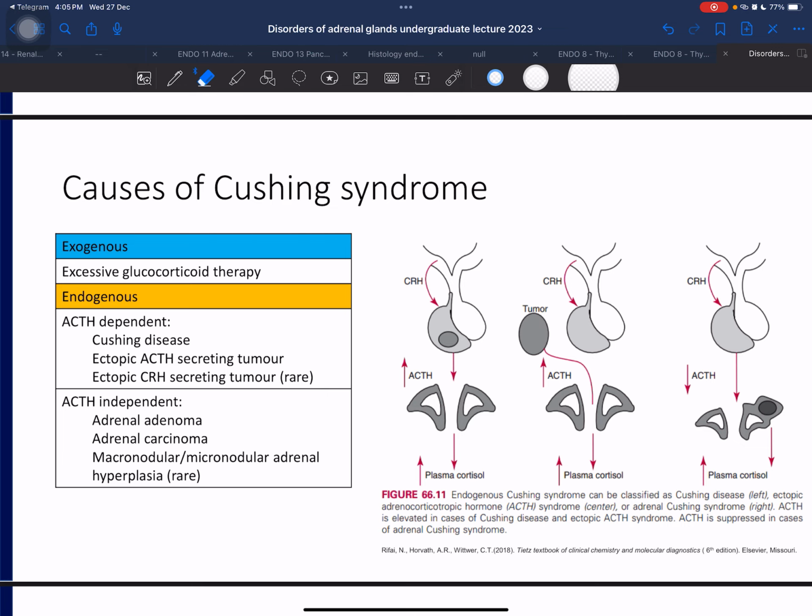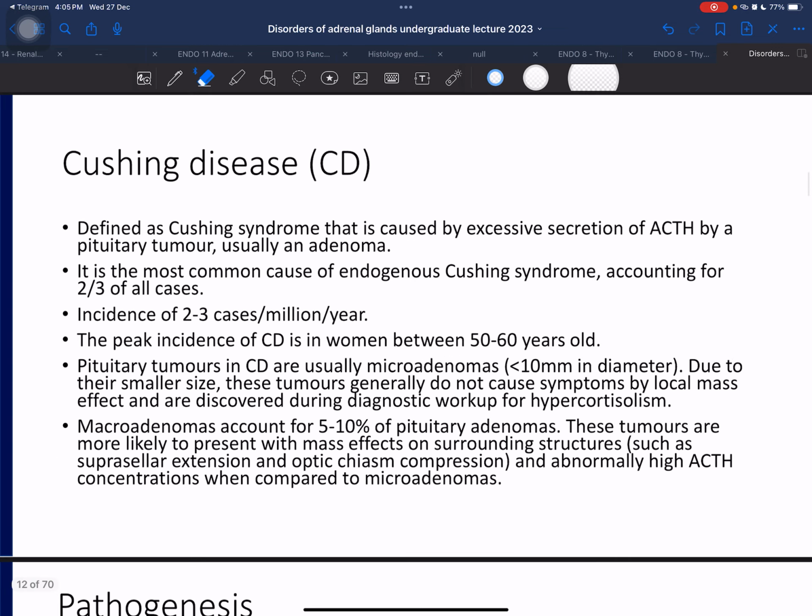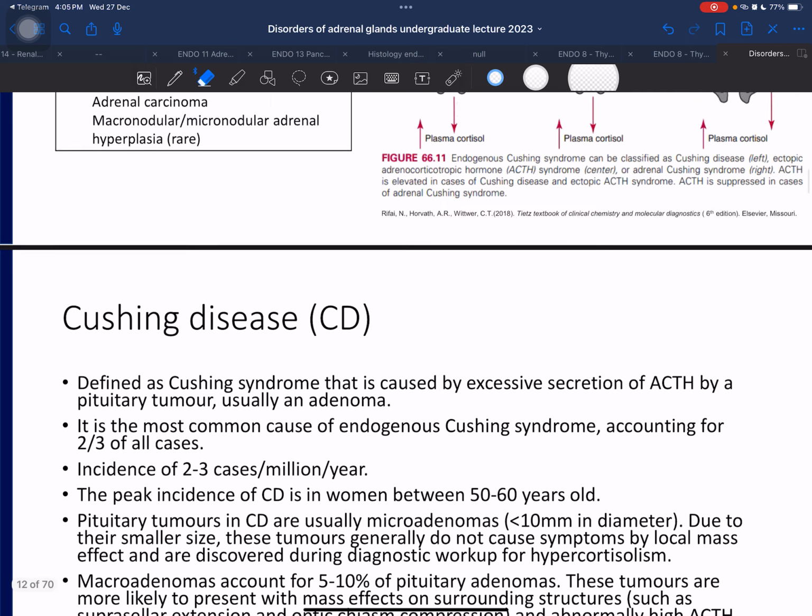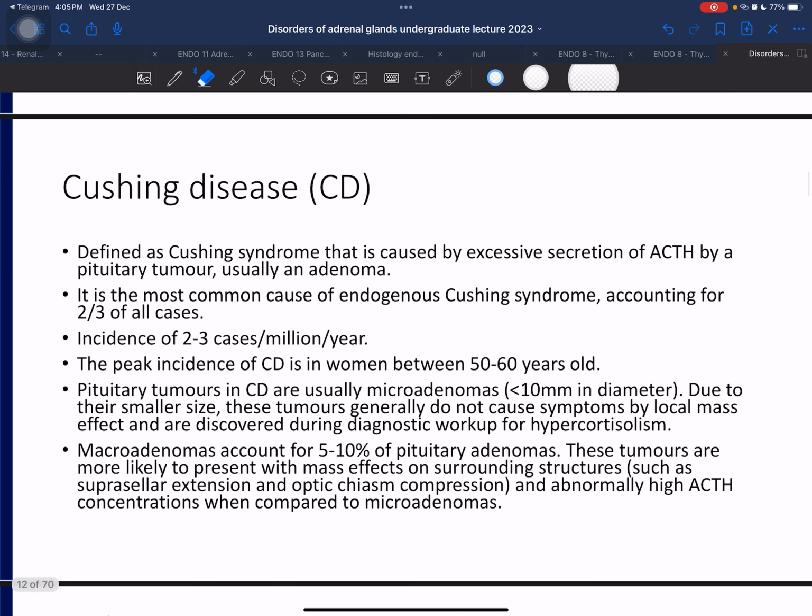Now, Cushing disease, sometimes people write it CD for short. It's a type of Cushing syndrome that is caused by a pituitary tumor, usually an adenoma, a pituitary adenoma. It's the most common cause of endogenous Cushing syndrome, accounting for about 2/3 of the cases. Incidence is about 2 to 3 cases per million per year. And the peak incidence is in women between 50 to 60 years of age. These are just general demographics, okay?